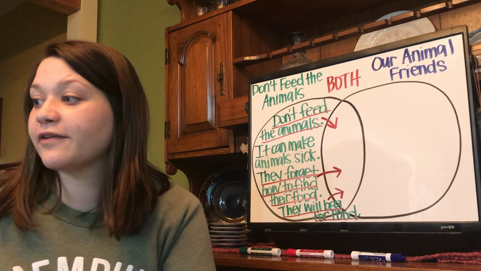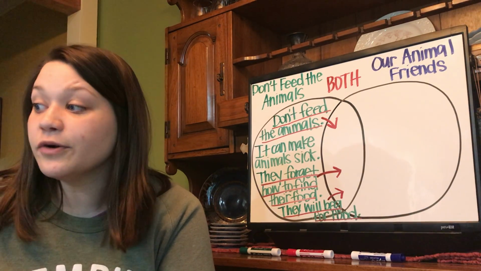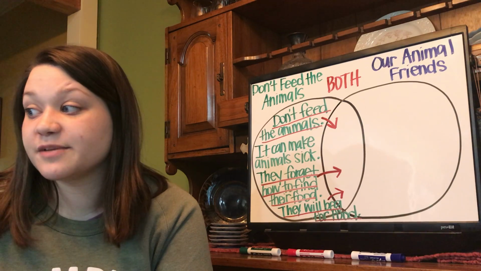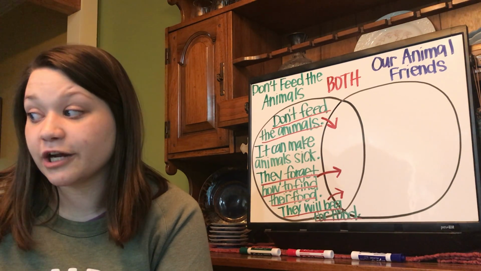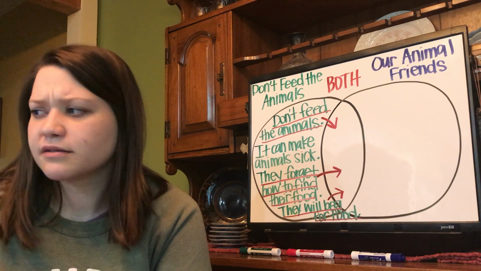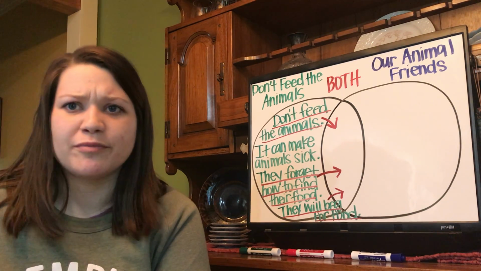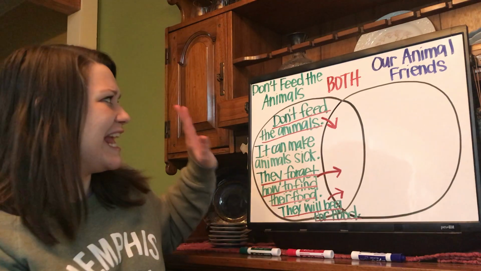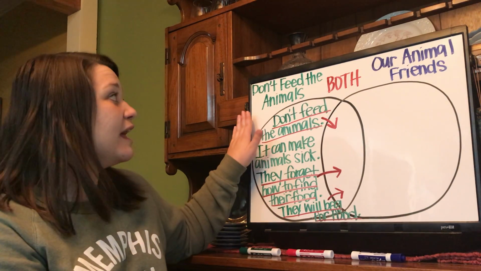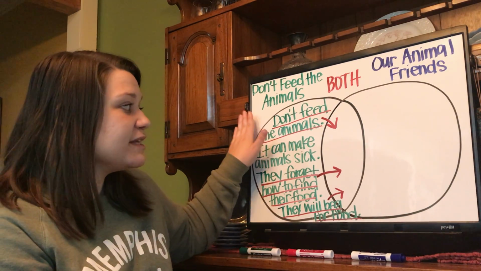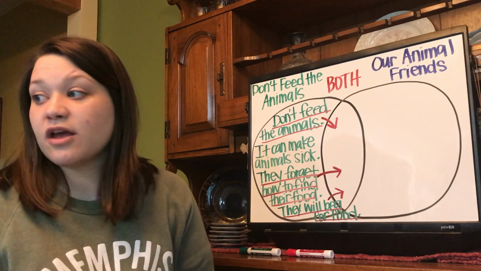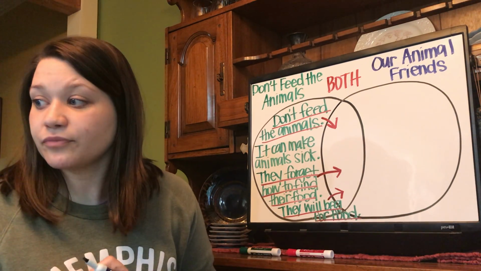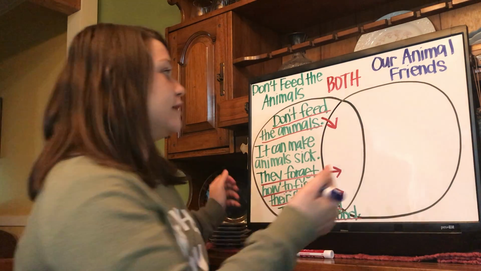All right, now I'm on paragraph 2. It says, another way to keep our animals safe is to be careful when driving. Many animals are killed each year by people driving too fast. That doesn't sound very familiar. So I don't think that I heard anything about driving in my first story. So that means that that is only in my second story, Our Animal Friends. So I'm going to say, be careful when driving.